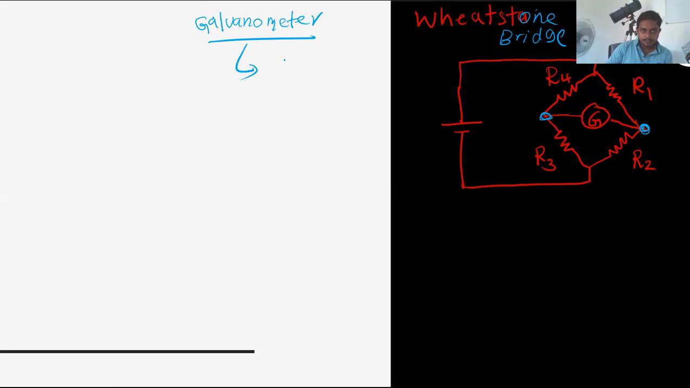A galvanometer is basically an ammeter, an ammeter with the needle in the middle. It can deflect to either side. It can show negative current and positive current. That means it can indicate whether current is flowing in one direction or the other. That is what we call a galvanometer.